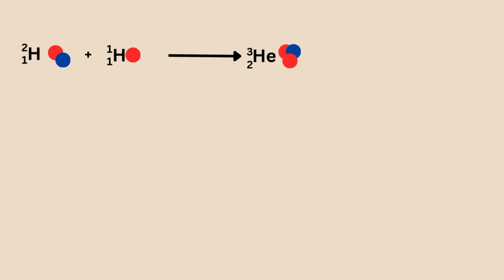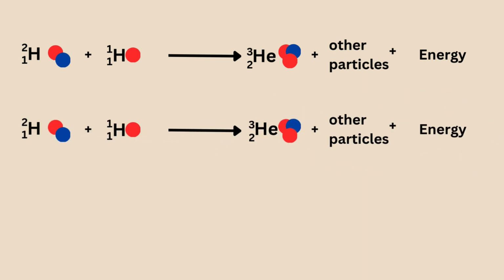Building from the last equation, the heavy hydrogen nucleus with a proton and a neutron will combine with a hydrogen nucleus which has just a proton, and that will form a helium nucleus, which contains two protons and one neutron, helium-3 (3/2 He). Because you've now changed the number of protons, the element has changed from hydrogen to helium, and at the same time other particles and energy will also be released. However, this reaction will have to happen twice over, because for the next stage we will need two of these helium-3 nuclei for the next reaction.